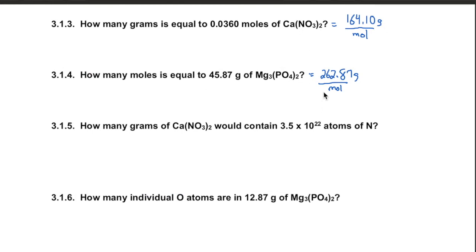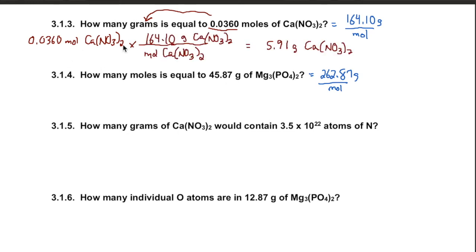So I've copied these molar masses here next to some practice problems. We're going to use this relationship to convert 0.0360 moles into grams. So we have 0.0360 moles of calcium nitrate. We're going to go ahead and use this conversion factor the way it is, with the grams on top and the moles on the bottom. When I do that multiplication, the moles cancel, and I'm left with grams of calcium nitrate, and it comes out to 5.91 grams of calcium nitrate.